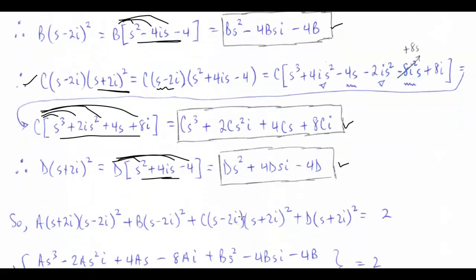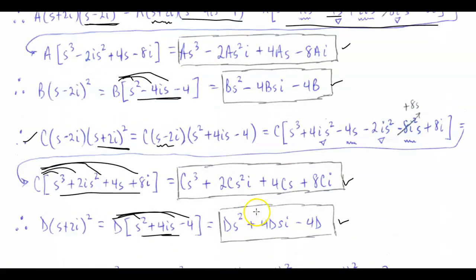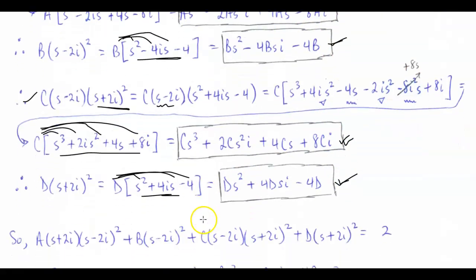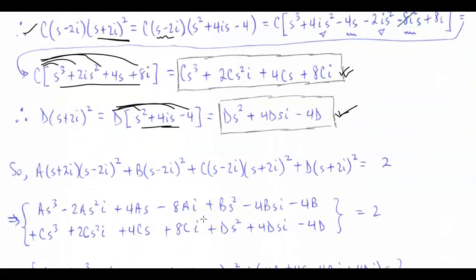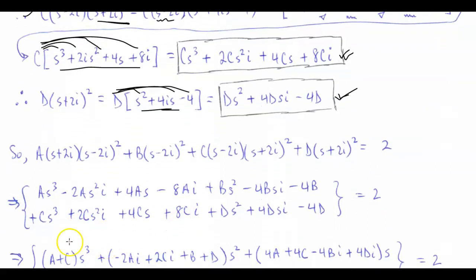So now that we have all that information, we're going to take all 4 things here and basically add them together. When we add them together, this is what it looks like. And I've grouped it in a way where we can see things in terms of s cubed, s squared, s.